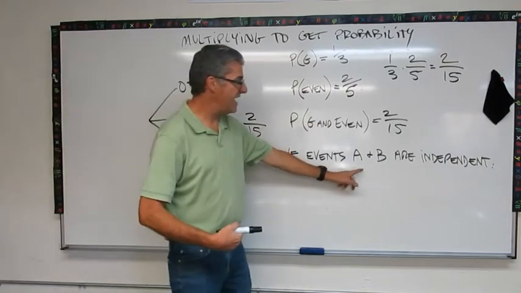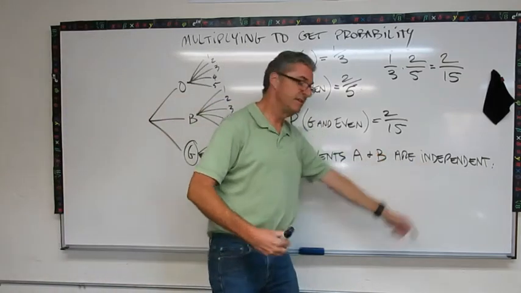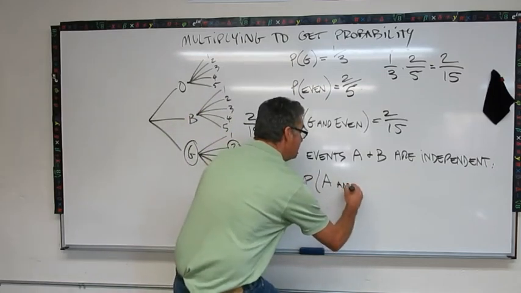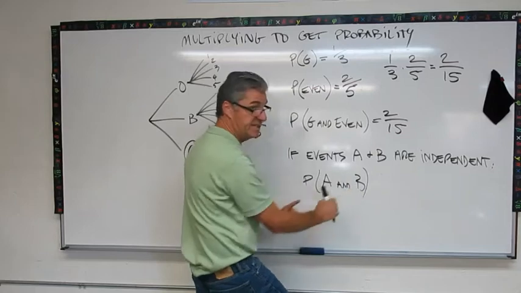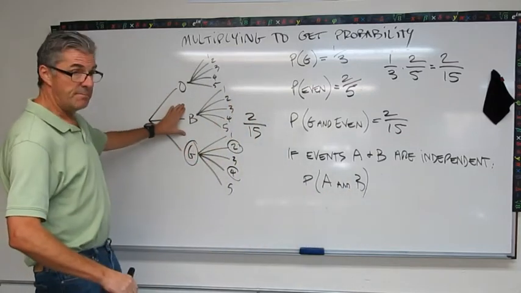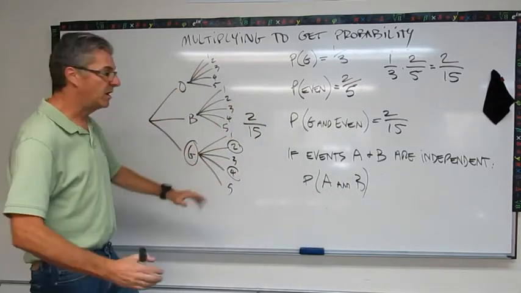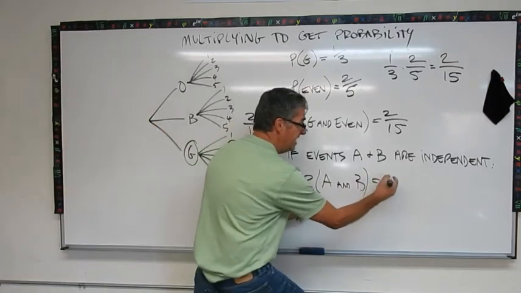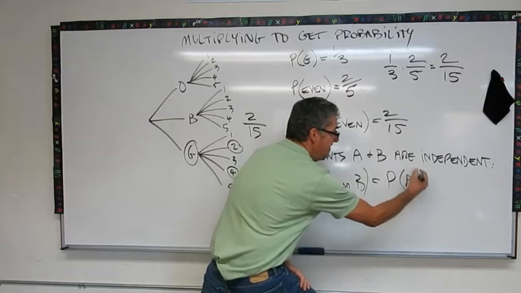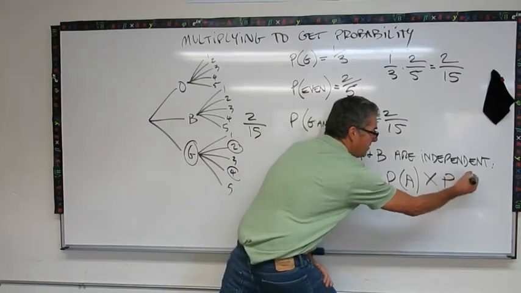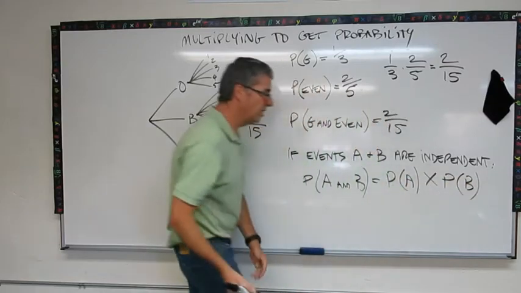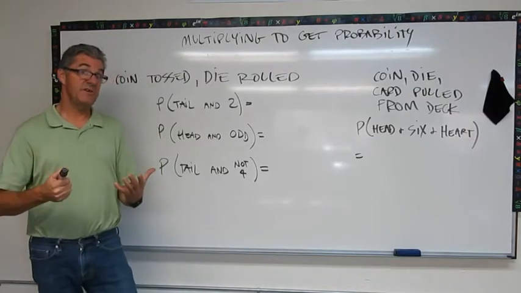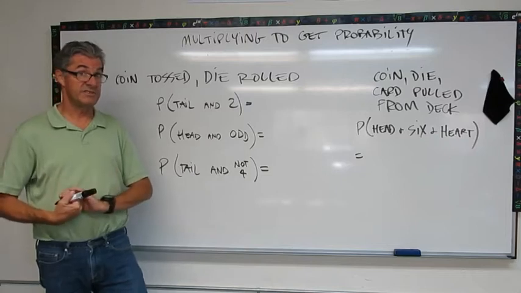If events A and B are independent, then the probability of A and B, that is, both of these things happening, in our case it was the marble we wanted and the spinner result we wanted, is going to be the same as the probability of A times the probability of B. And we're going to use this rule a lot. Okay, so let's do some calculations using that rule we just developed.